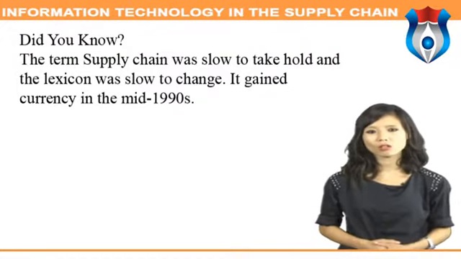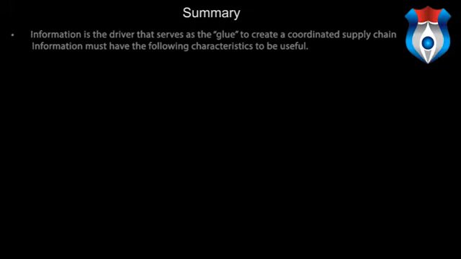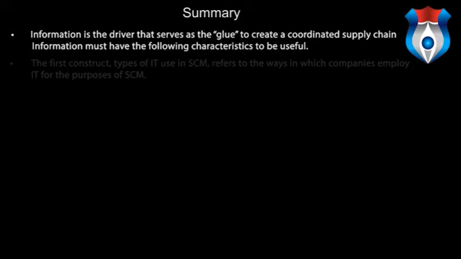Now in the end, let us summarize what we have learned in this lecture. Information is a driver that serves as the glue to create a coordinated supply chain. Information must have the following characteristics to be useful.